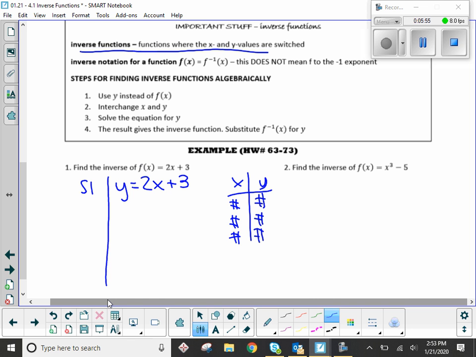If you literally took those numbers and switched them, so the x's became y's and the y's became x's, and you graphed that new picture, it'd be the inverse function. It would be a graph that's been reflected over the line y equals x.